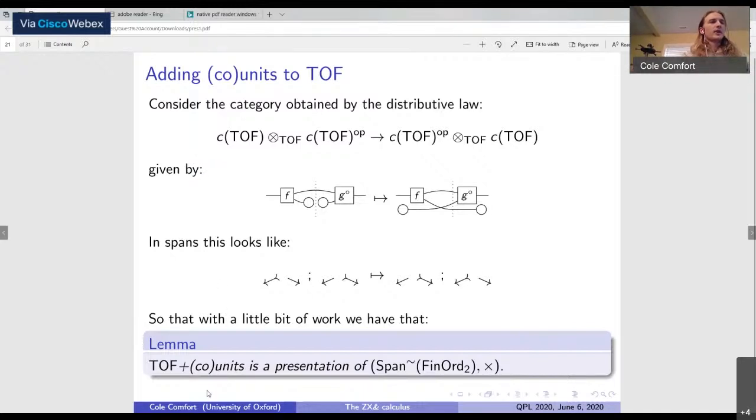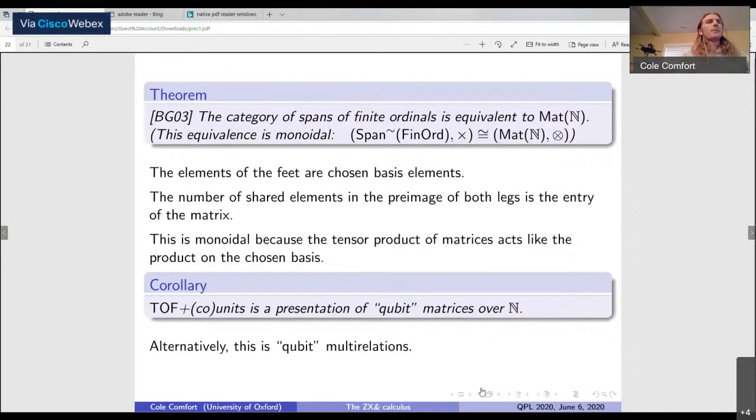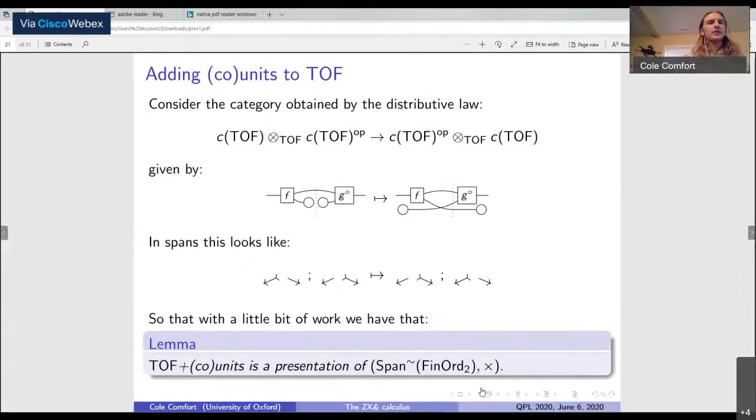So here's this lemma: TOF plus units and counits gives you a presentation for spans. Spans up to isomorphism between finite ordinals with cardinality 2 to the n for some n, with the pointwise Cartesian product as a tensor product. Initially when I saw this, I was like, this is a weird category. Just spans, why is this equivalent to spans?